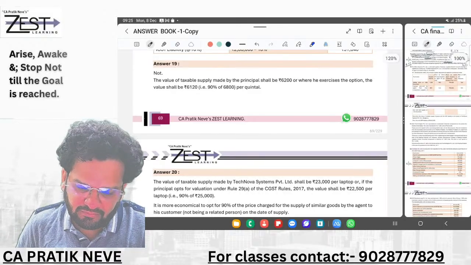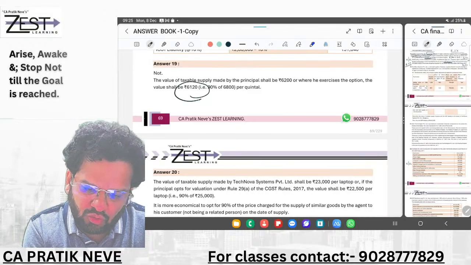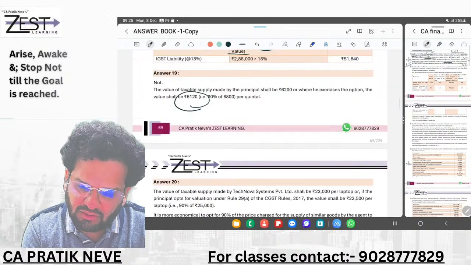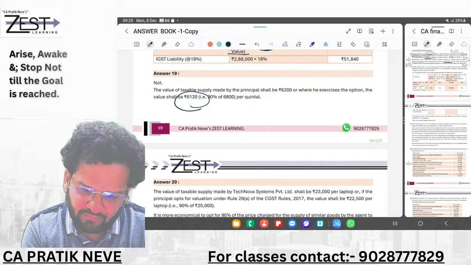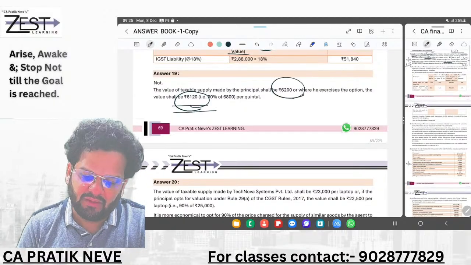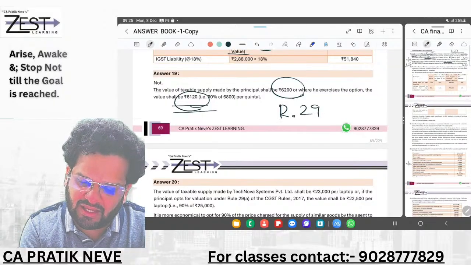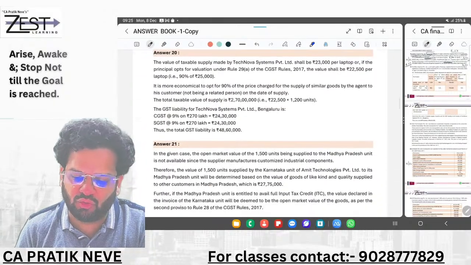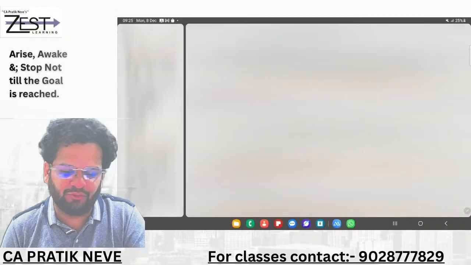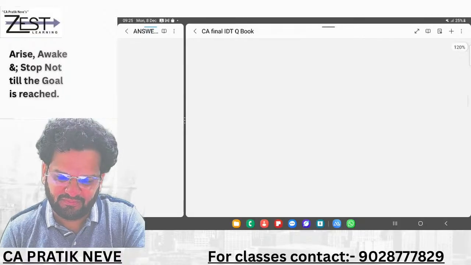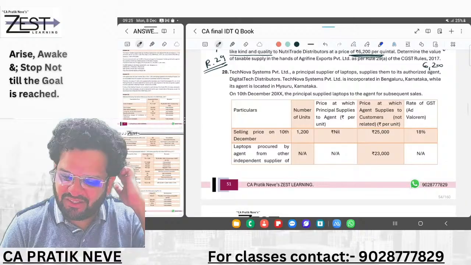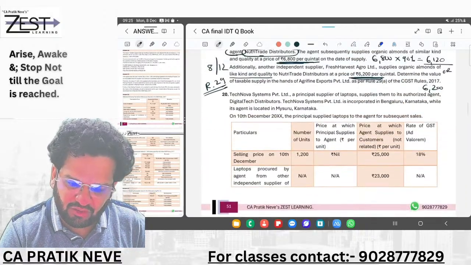So check, 6120 or 6,200. Clear? This is as per rule 29 of CGST rules. Is it clear, all of you? Yes. Similarly, you can go through 20th question, not doing that now.